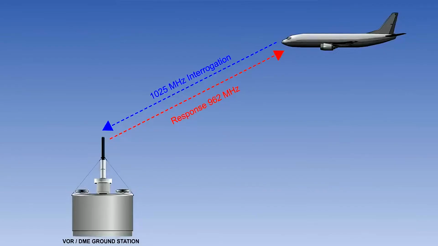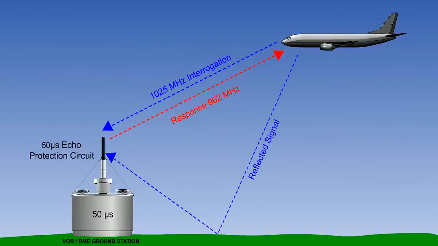For example, if a carrier wave of 1025 MHz is used with the interrogation pulse train, the carrier wave frequency of 962 MHz is used for the response pulse train. The response pulse train is always delayed by 50 microseconds, which allows enough time after the receipt of the interrogation pulses for any multipath echoes to arrive and be ignored before the response pulse is sent. The delay is called the echo protection circuit.